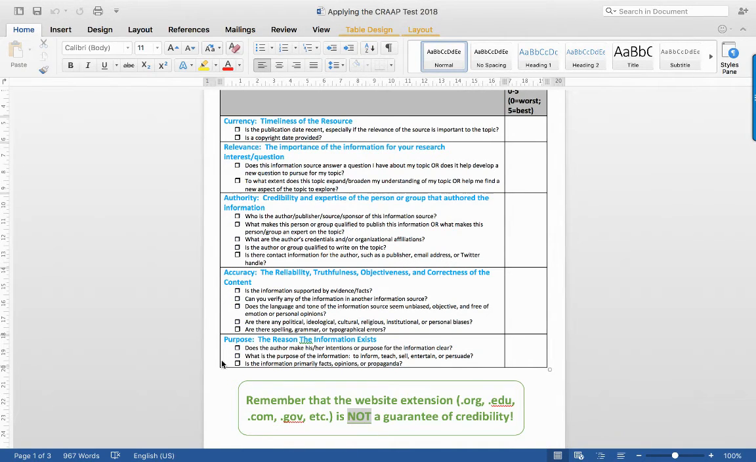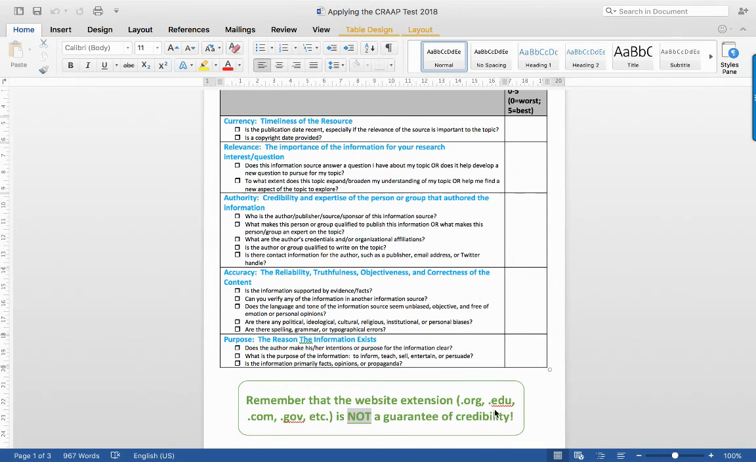Finally, remember that not all website extensions will guarantee credibility. So while some are better than others, you still need to evaluate what you're looking at. So .org tends to be a website that belongs to an organization. In the past, it was mostly not-for-profit organizations, but not all .orgs are not-for-profit.